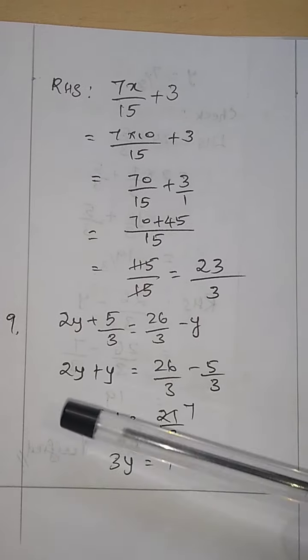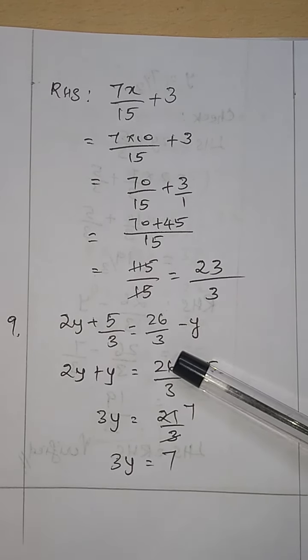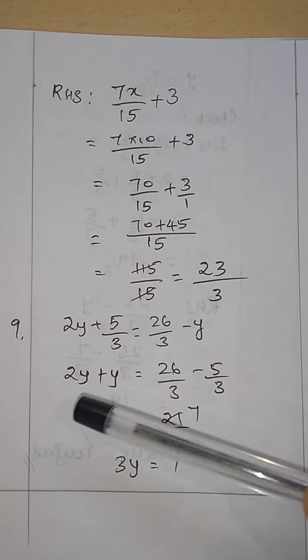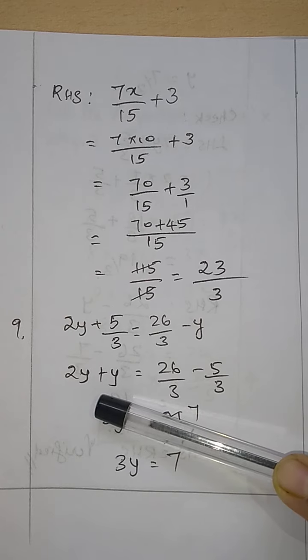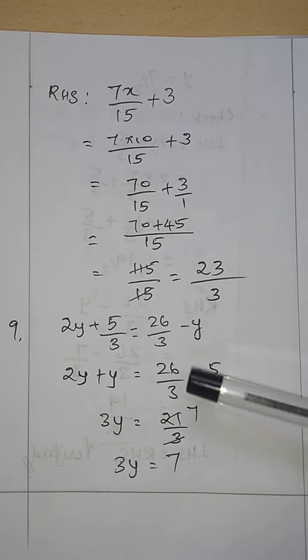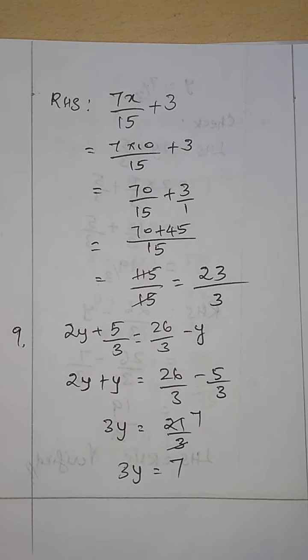Now the ninth question is this: 2y plus 5 by 3 is equal to 26 by 3 minus y. So you bring this y to that side. The negative y, when it crosses the equal to sign, it will become a positive y. So 2y plus y is equal to 26 by 3. This plus 5 by 3, when it comes over here, it will become minus 5 by 3.